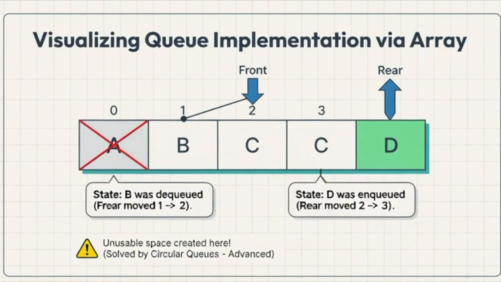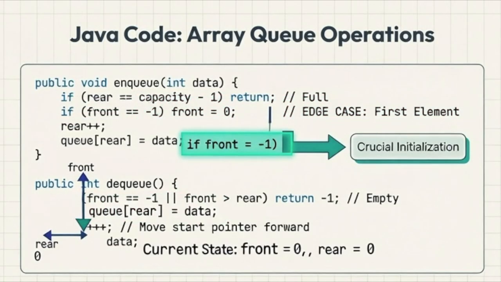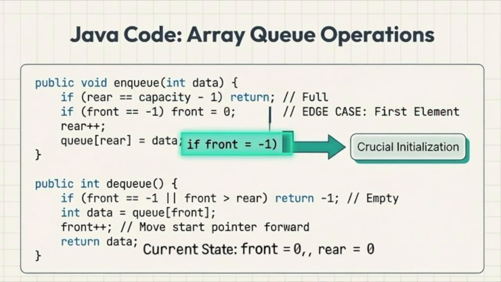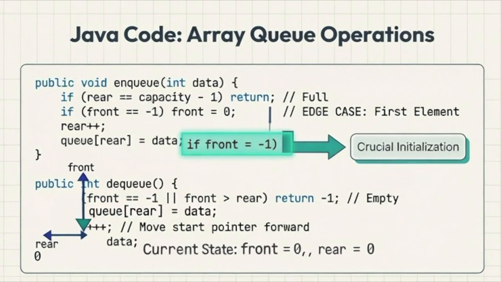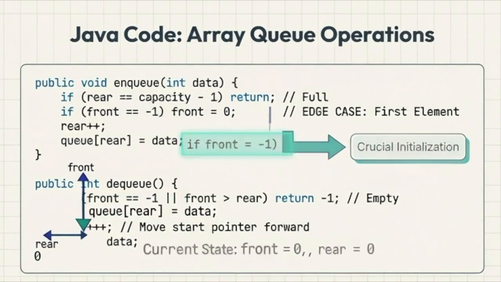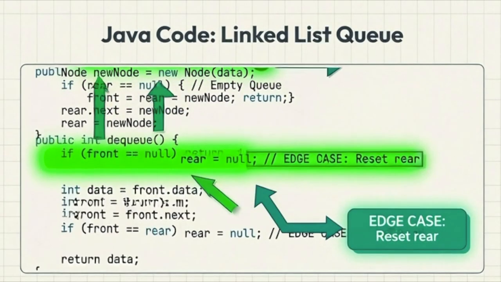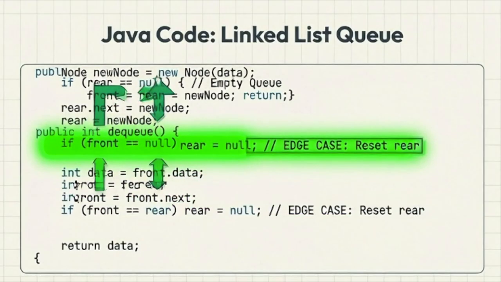If not, we increment rear and place the data. To remove data, that is dequeue, we grab the item at queue[front] and then increment front. There is a major flaw here. As we dequeue, front moves forward, leaving empty, unusable space at the start of the array. This is wasted space. This is why linked lists are often preferred for queues. They are efficient with no wasted space.